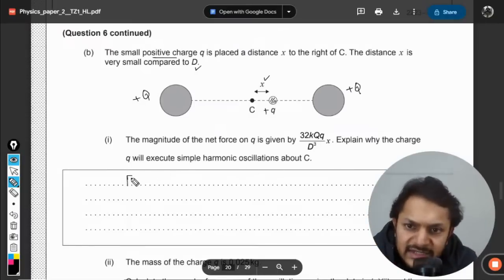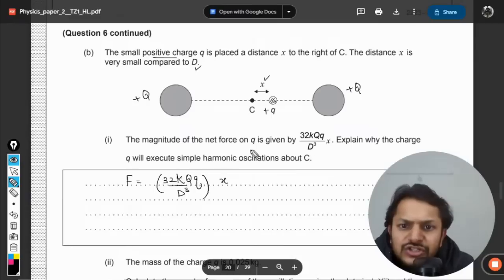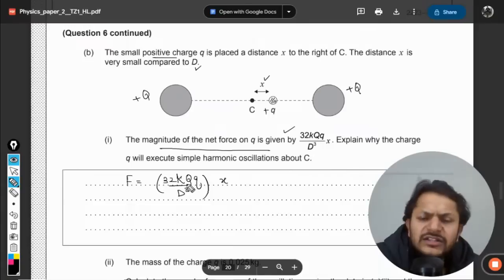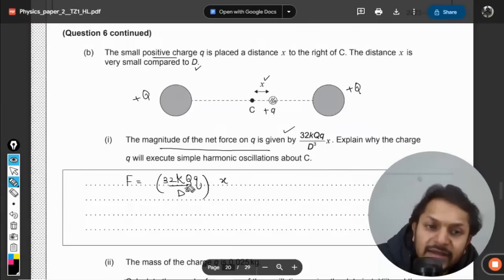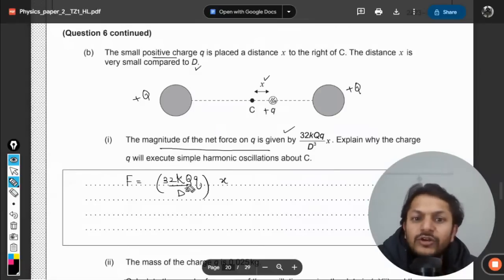So let us see, F is equal to 32k capital Q small q upon capital D cube into x. This is the force, that is the net force which is acting, and only the magnitude is given. They are still not talking about the direction, but we will work it out. Explain why the charge q will execute simple harmonic motion about C.